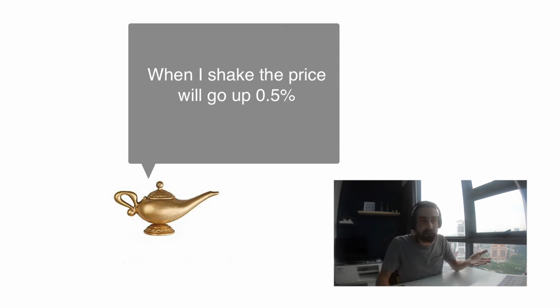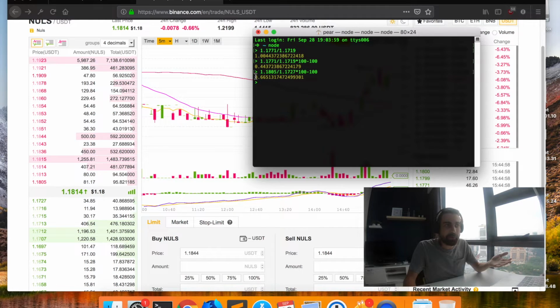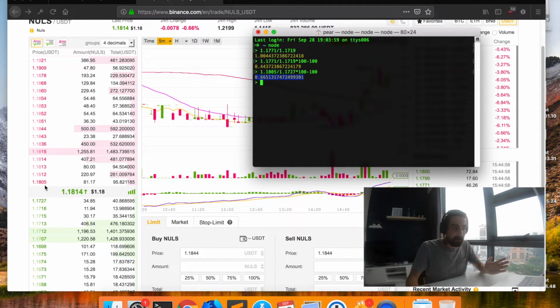Well, in this situation we can't do a market order, because the cost of only the market order, crossing the spread, is already more than 0.5%. And at that rate, we can only buy 80 nulls. So what if we, I don't know how much a null is. Oh, a null is $1, I can see here.